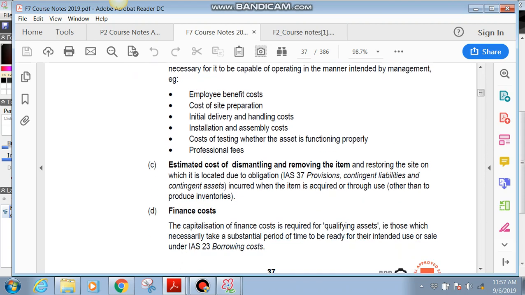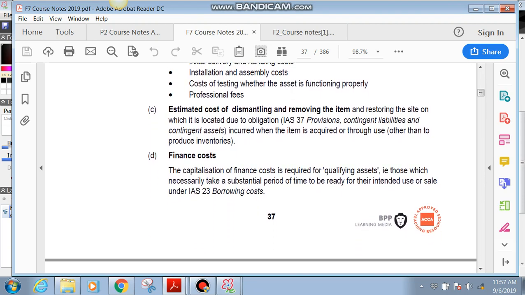On top of these costs, we have 2 other costs which come from other standards. The first of these ones comes from IAS 37 provisions, contingent liabilities and contingent assets. IAS 37 requires us that if you're going to incur a cost in the future to dismantle or remove an item or asset, that cost, you need to make a provision for it.